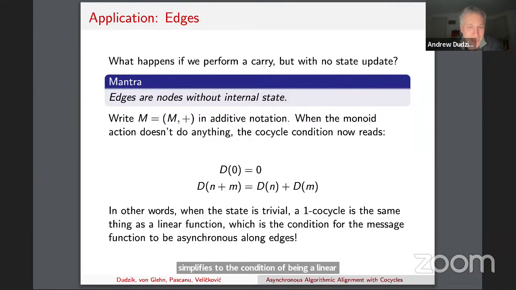And this is exactly the condition to be asynchronous along edges. That is to say, for the message function, psi, to be asynchronous. And that gives a really nice interpretation that edges are just nodes with no state. So we have the same theory describing both edges and nodes, which is a nice property.